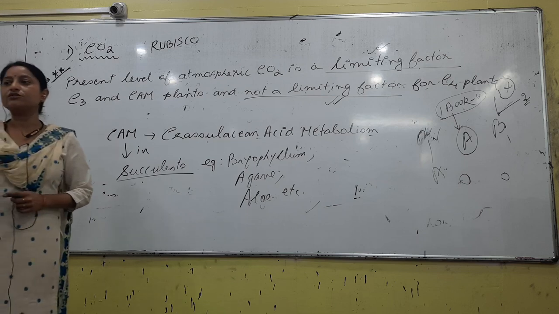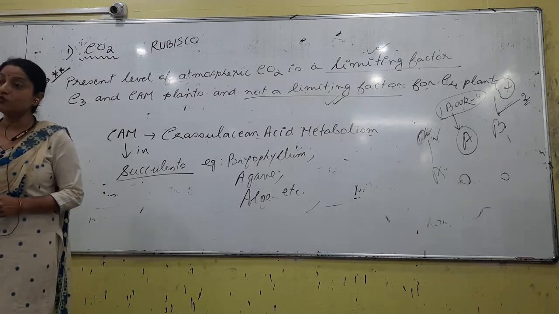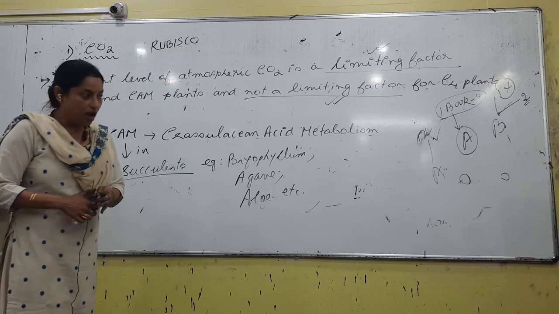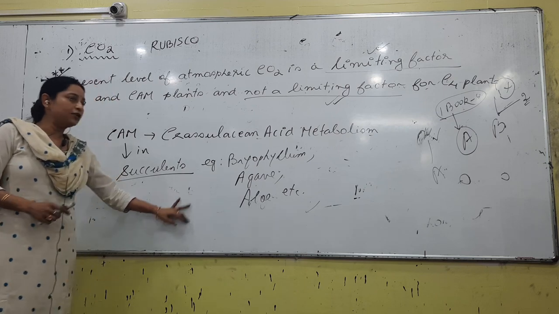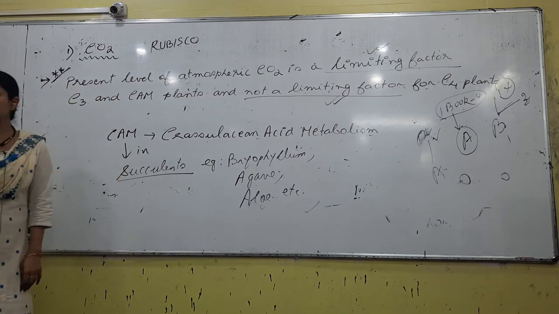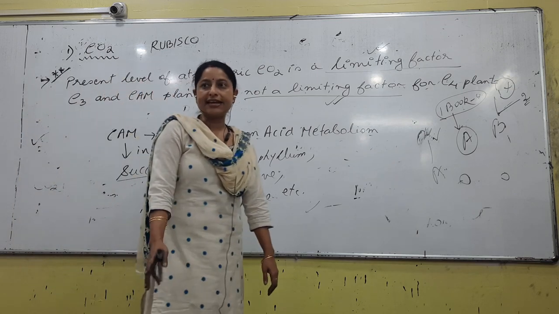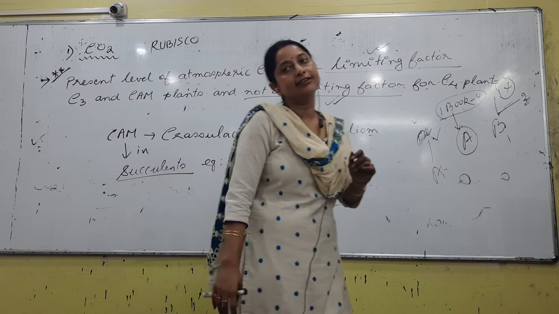So ultimately plants will have to take in carbon dioxide from the atmosphere itself and start the reaction, right? So this is all about the first requirement, that is carbon dioxide. I think this is all for today. In the next class, we'll be talking about water, the second requirement, followed by the other four.